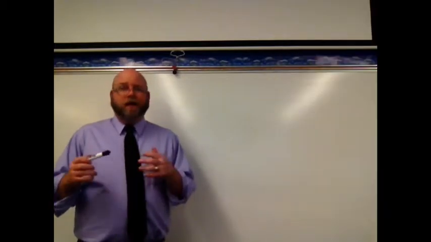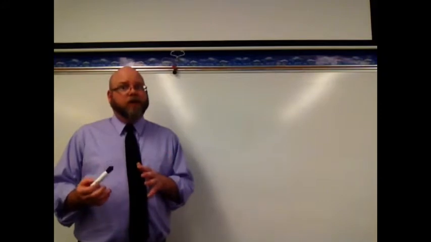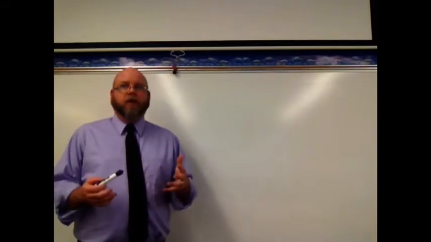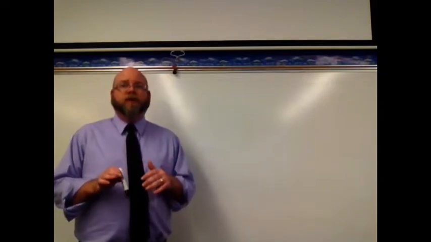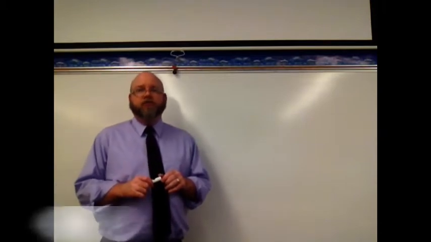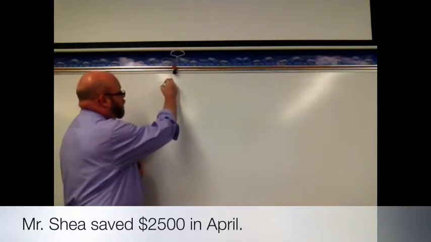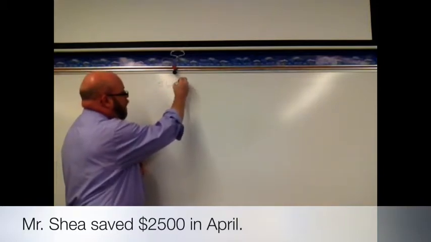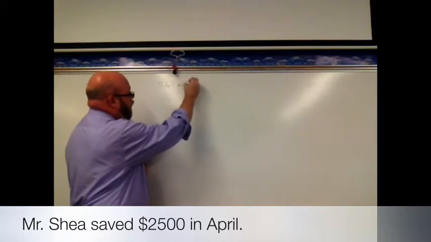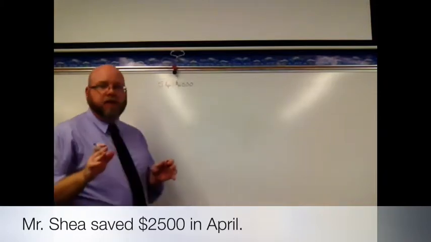Wow. It was even hard for me to read, so I know it's kind of hard to follow along and figure out what's going on. So we have to work this one step at a time. It says that Mr. Shea saved $2,500 in April. So I'm going to say his savings in April was $2,500. All right, keeping track of that one.